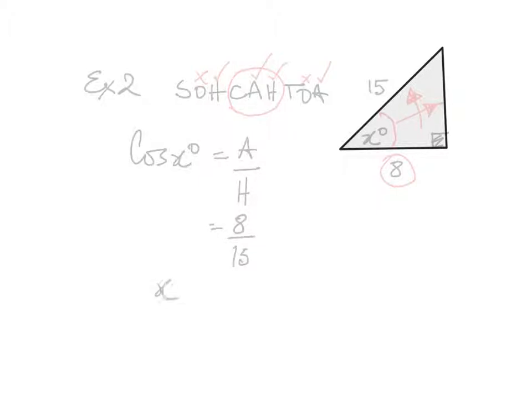Remember that when we're trying to calculate the angle, we always use the shift cos button. And that gives us the answer 57.8 degrees.